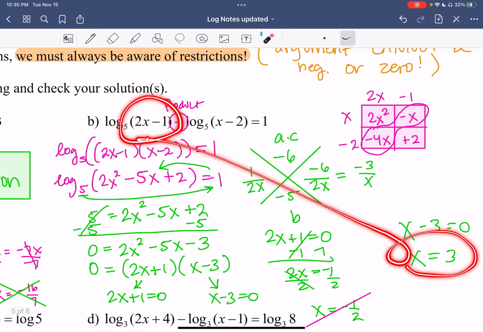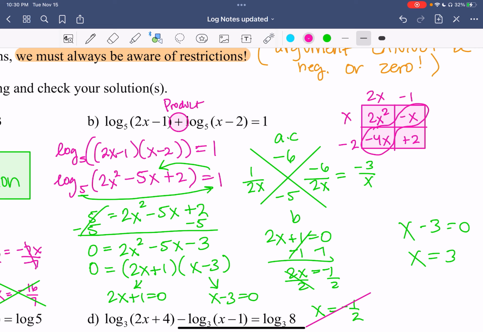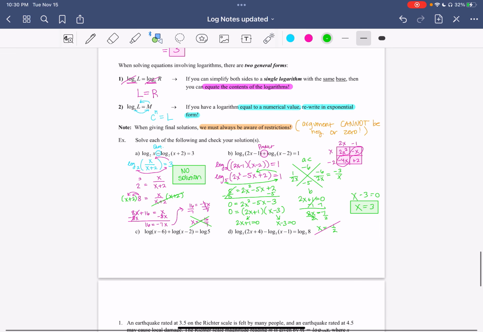So 2 times 3 minus 1. 2 times 3 is 6, minus 1 is 5. 5 is a positive number, so that one checks out. Now let's try x minus 2. 3 minus 2 is 1. That is a positive number, so it checks out. Okay, so because both of them give you a positive argument, x equals 3 will be the solution. So not negative 1/2, just the 3.